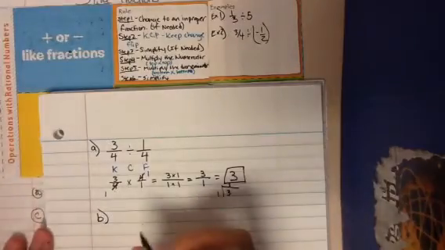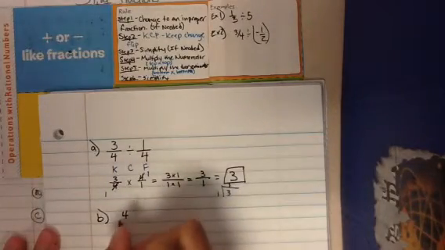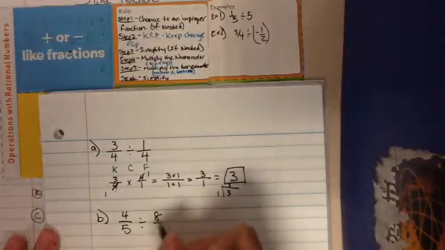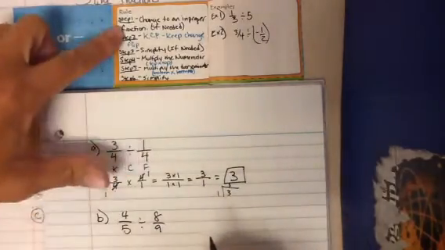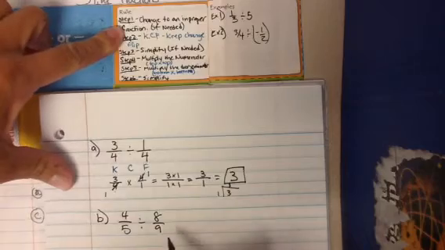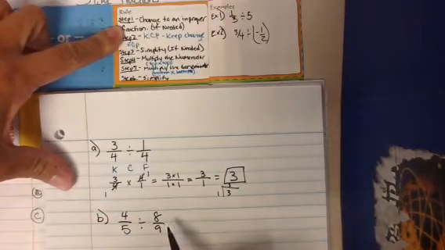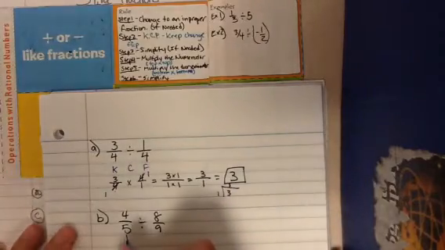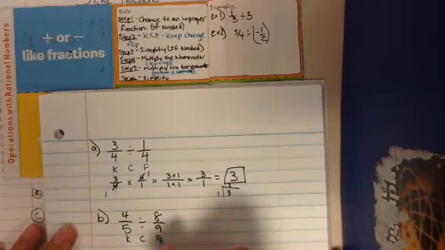On B, the question is 4/5 divided by 8/9. And once again, we're going to look to step 1, change it to an improper fraction. There's no need to do that. We don't have any whole numbers. So go straight into step 2, which is our new step for today. And we're going to keep, we're going to change, and we're going to flip.